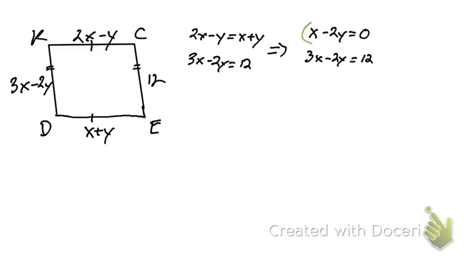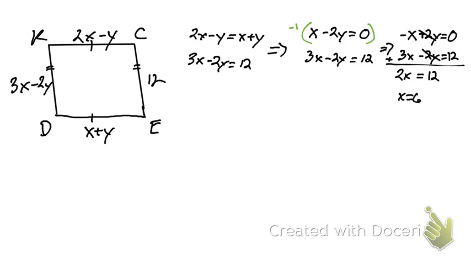I'm going to multiply the top one by negative 1. Which is going to give me negative x plus 2y equals 0. Our bottom one is still 3x minus 2y equals 12. Now I can add these two things together to give me 3x minus x, which would be 2x. This would turn to 0, and that would just equal 12, so x would equal 6. Is that far enough? You think you could plug that into the other one and get your y value?